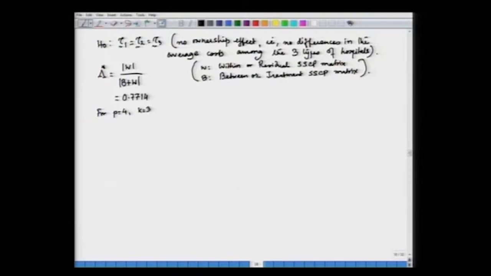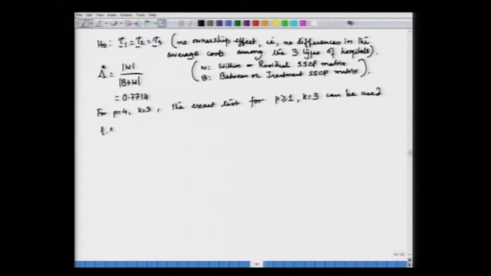Can we use any exact test? Yes, we can. We have listed the situations where we can use the exact test, and we can use it for the situation where p is greater than or equal to 1, because I have p equals 4 and k equals 3. This case can be used. And what is the test statistic for that?